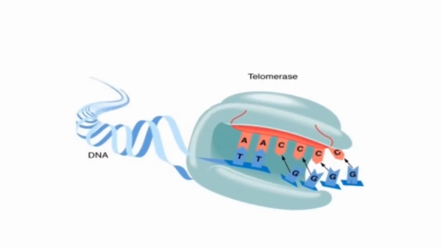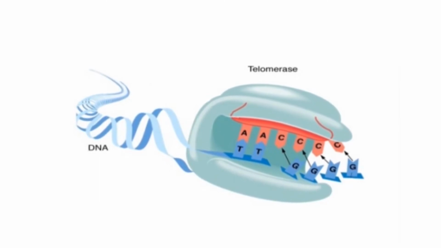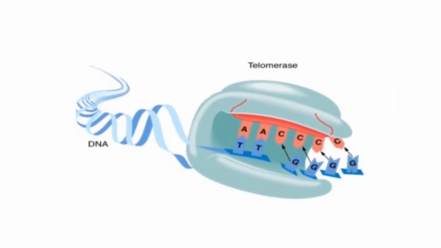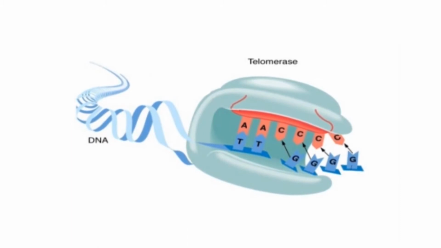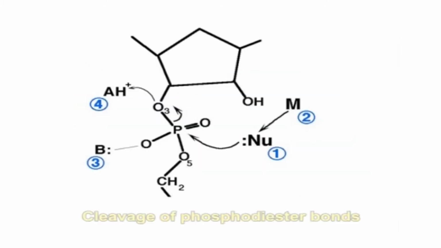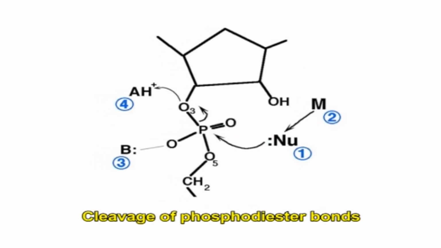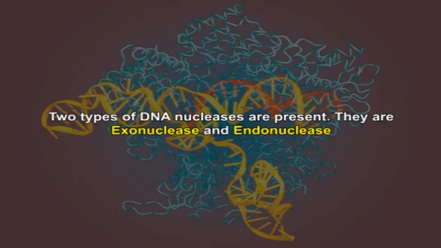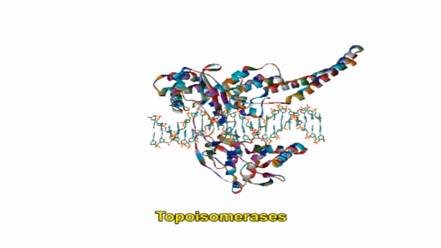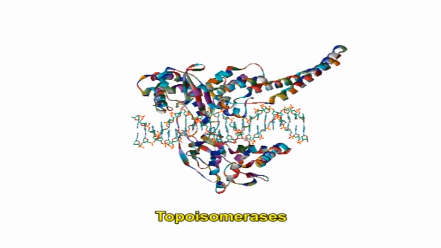Telomerase enzyme, also known as a ribonucleoprotein, adds nucleotide repeats to the 3' end of the DNA strands in the telomeric regions which are present at the ends of the eukaryotic chromosomes. The cleavage of the phosphodiester bond is catalyzed by DNA nucleases. Two types of DNA nucleases are present. They are exonucleases and endonucleases. Topoisomerases are enzymes that determine the overwinding or underwinding of the DNA molecule.